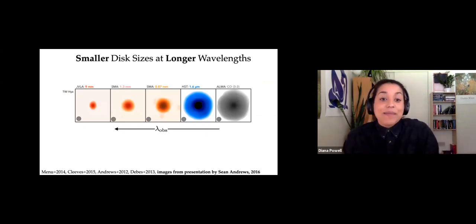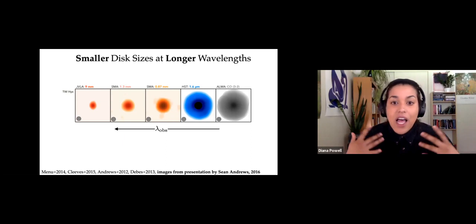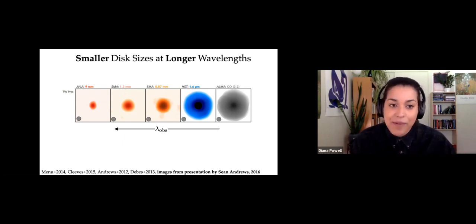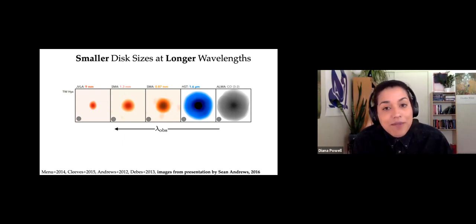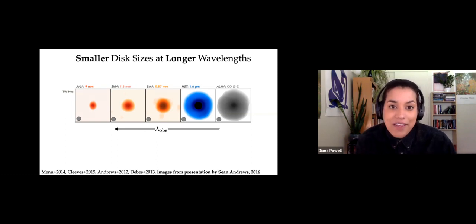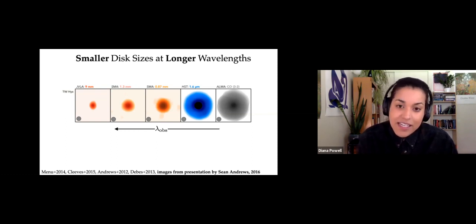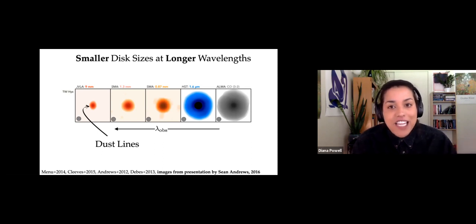Okay, and we can begin addressing these questions by considering multi-wavelength observations of disks in the millimeter. So here I'm showing a visualization of observations put together by Sean Andrews of the disk TW Hydra. The same disk, at different wavelengths, appears smaller in radius at longer wavelengths. And to introduce some terminology, I refer to the maximum radius in which there's emission at a particular wavelength as a dust line. And as others have suggested, these observations may be signatures of particle drift.